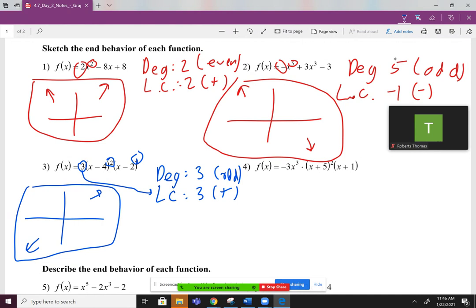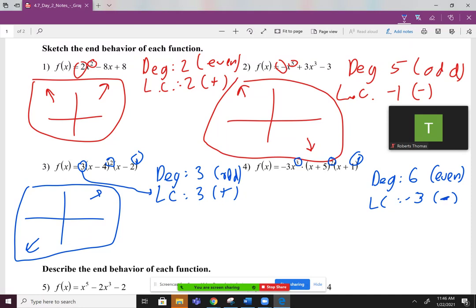All right, last up on this section, number 4. So the degree on this one, we have an invisible 1 plus 2. And I do have to count this exponent of 3 there because it is an exponent of x. So 3 plus 2 plus 1 is going to give me 6. The leading coefficient here is -3, which is obviously negative.